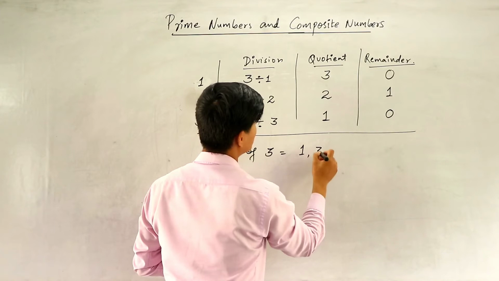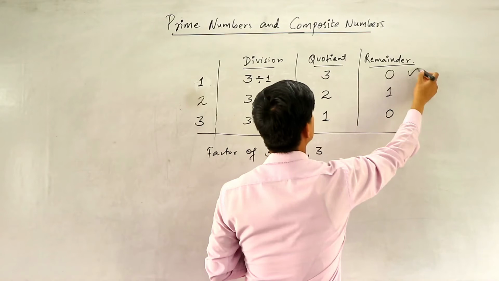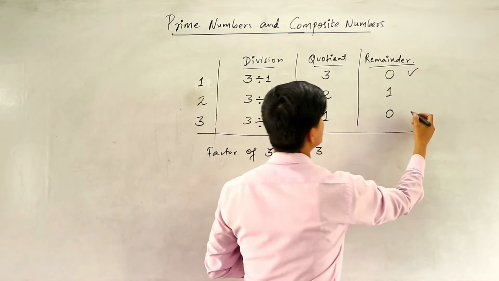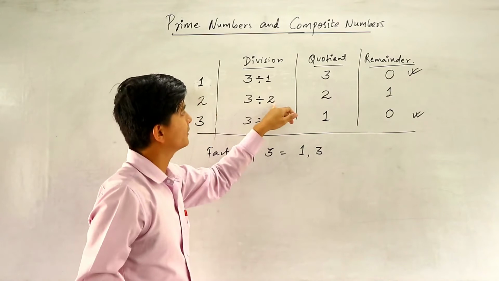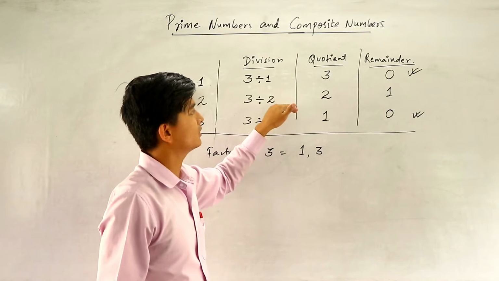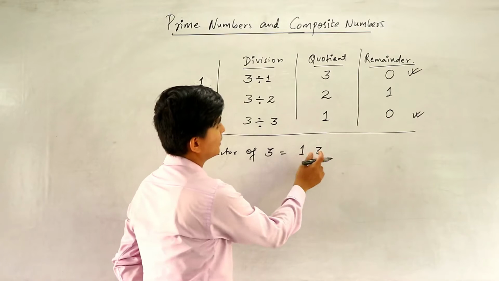Why 1 and 3? Because 3 is exactly divisible by 1, and 3 is also exactly divisible by the number itself, because we got remainder 0 here and here also 0. But 2 we haven't got, we have got the remainder as 1, which means that it is not divisible by 2, right? So here we have got 1 and 3 as the factors of 3.